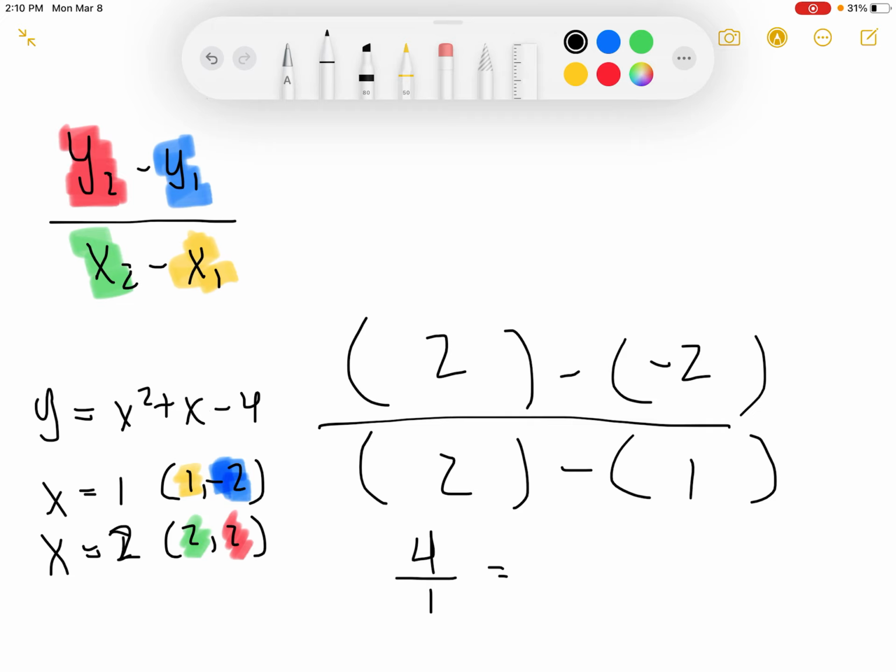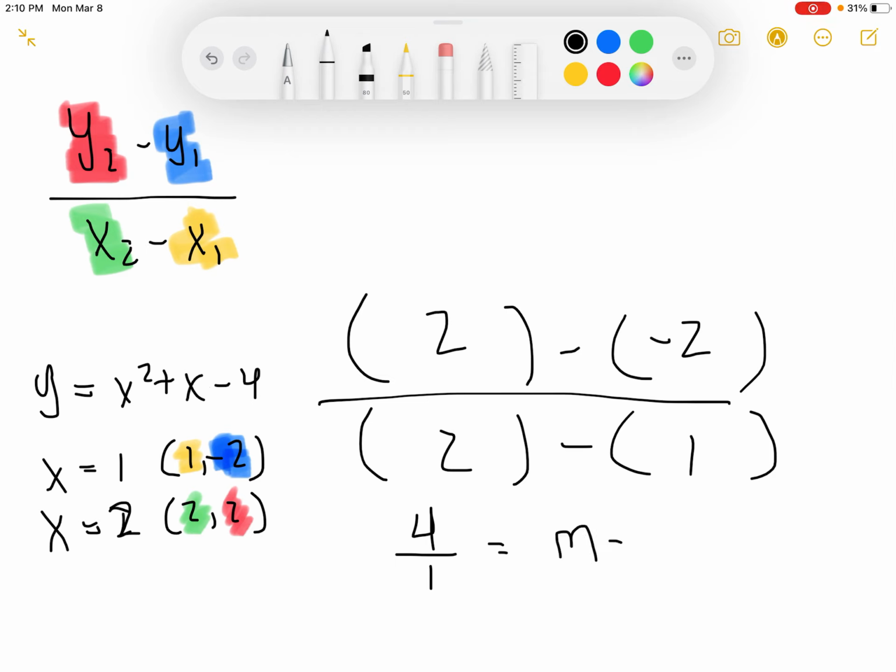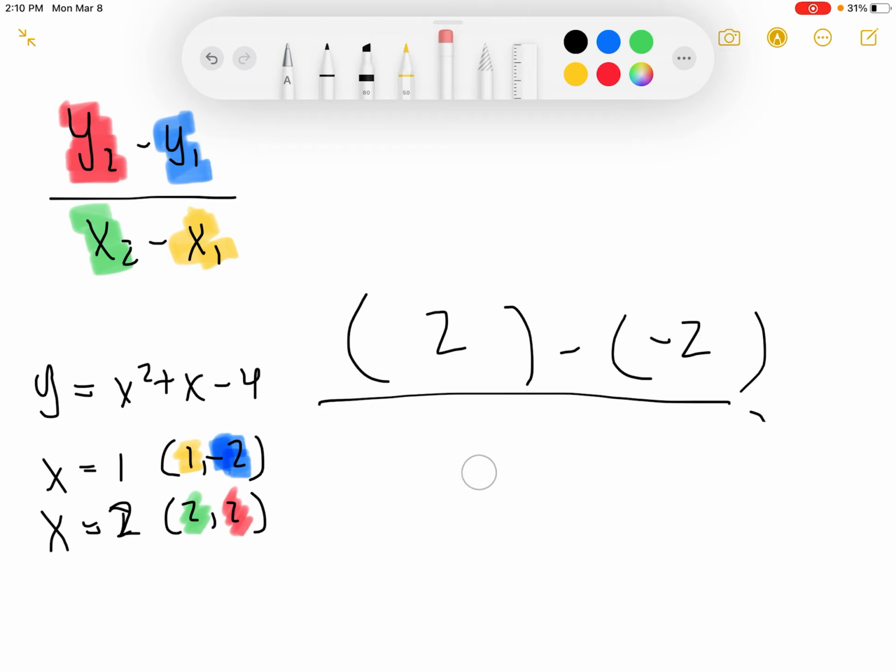So the average rate of change is going to be 4, which this is really our slope. So it's not the slope for the whole parabola line, but it is for that between those points. So that's how you find it.